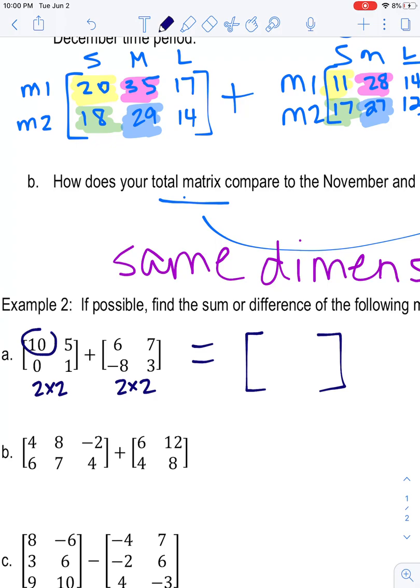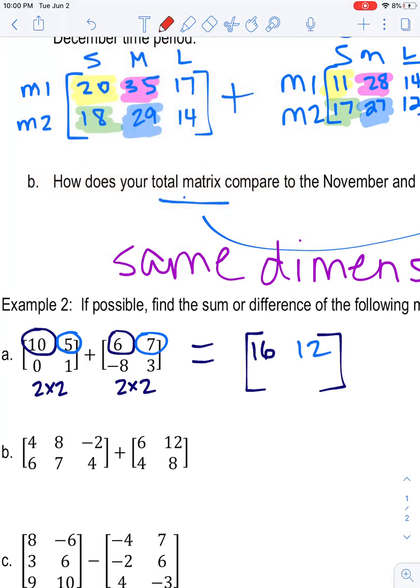So I'm going to start with 10 plus 6, which is 16. I'll choose a different color for the next column over. I usually go row 1 all the way across first and then move down to row 2. So 5 plus 7 is 12.